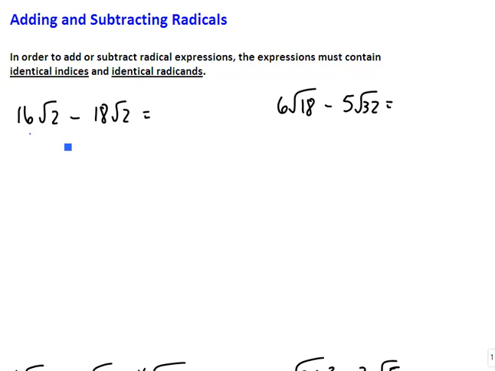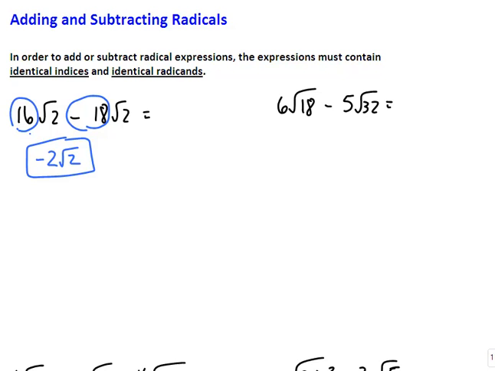When you subtract radicals, you subtract them just as if they had variables. So think of this as like a 16x minus an 18x. You're only going to subtract the coefficients out front. So 16 minus 18 is negative 2, and the square root of 2 stays put. So our solution, negative 2 root 2.